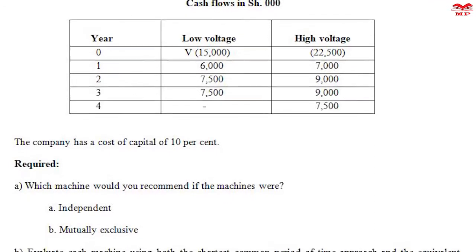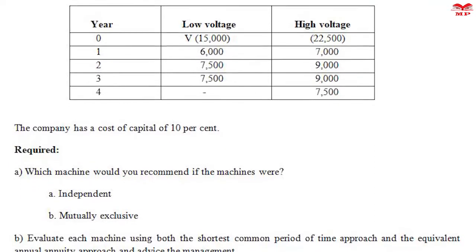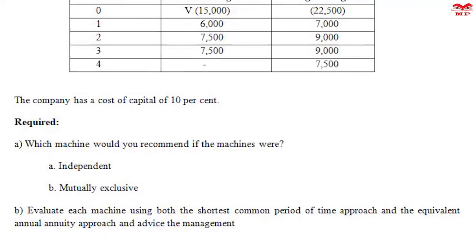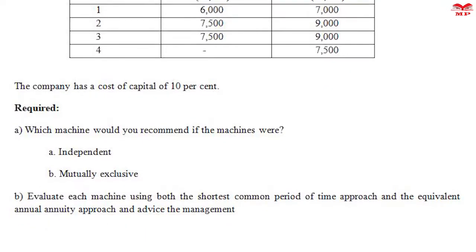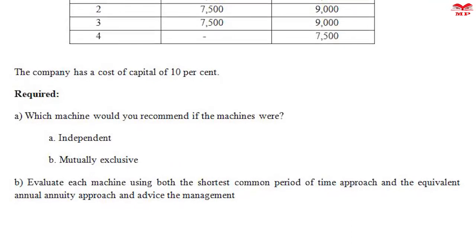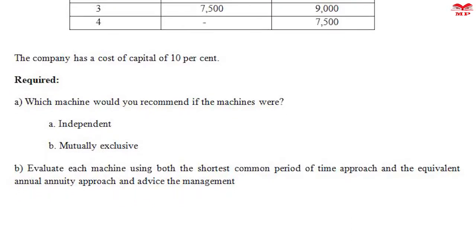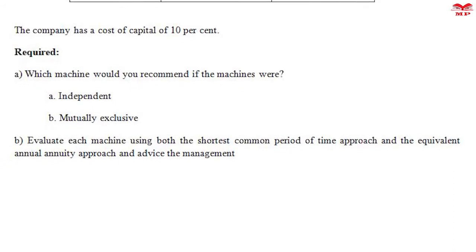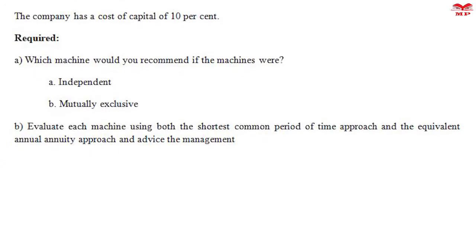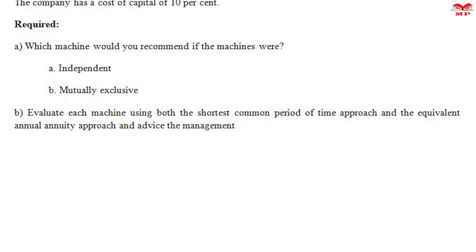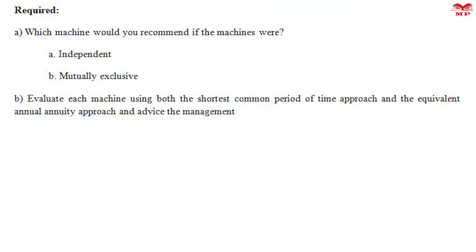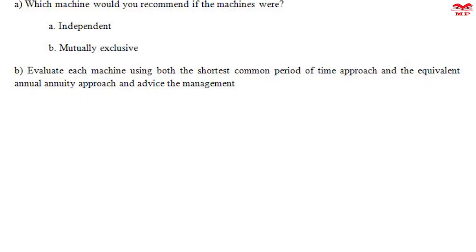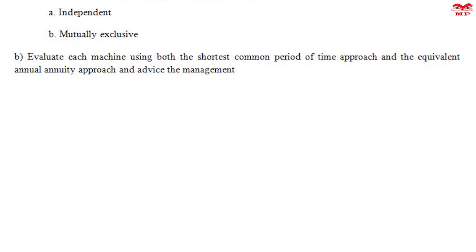Then we have been told that the company has cost of capital of 10%. Required A, which machine will you recommend if the machine were independent? B, mutually exclusive. Then we have also been told to evaluate the machines using both the shortest common time horizon approach and the equivalent annual annuity approach, and advise the management.